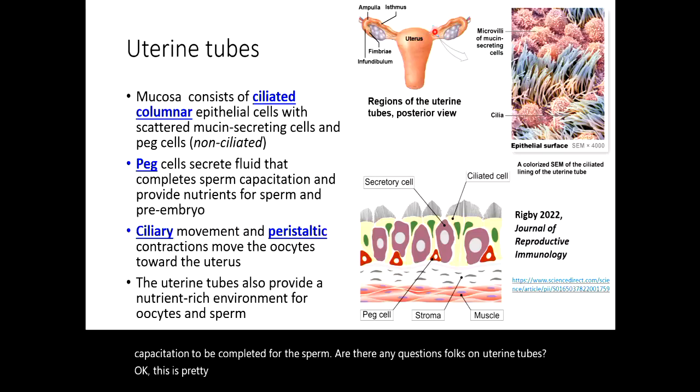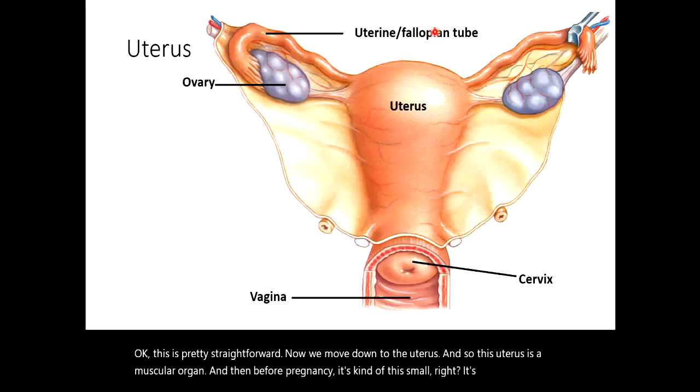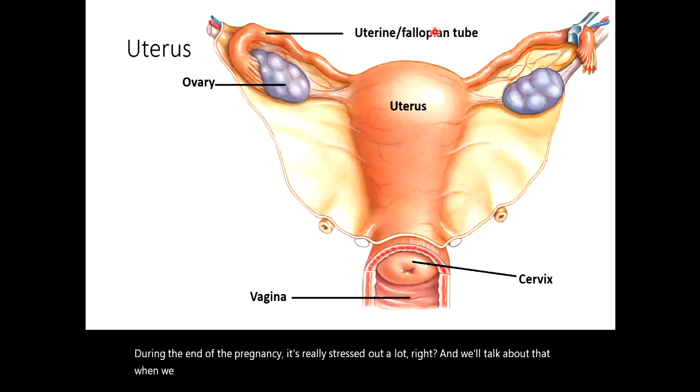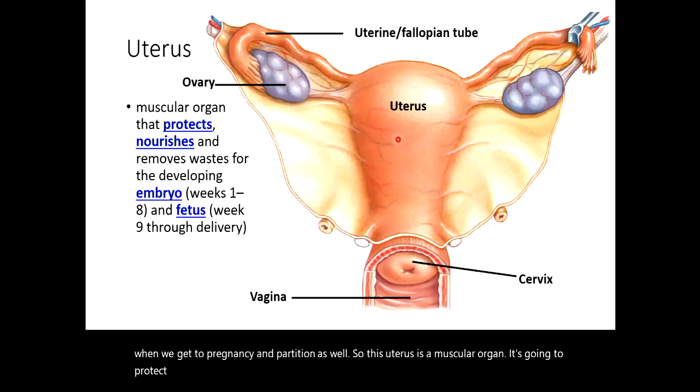Now we move down to the uterus, and this uterus is a muscular organ, right? Before pregnancy, it's really tiny, but at the end of the pregnancy, it's stretched out a lot. We'll talk about that when we get to pregnancy and parturition as well. So this uterus is a muscular organ. It's going to protect and nourish the embryo and help it eventually to form into a baby.